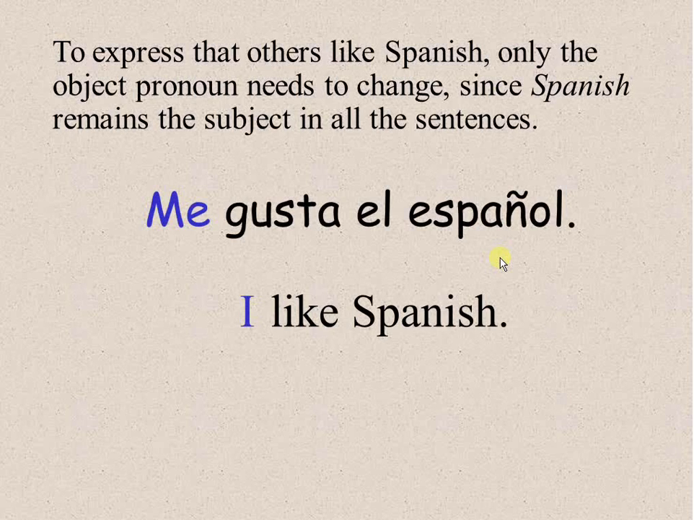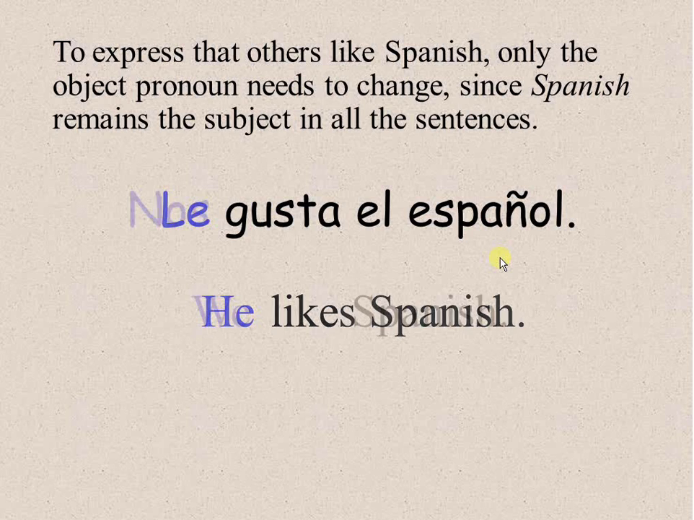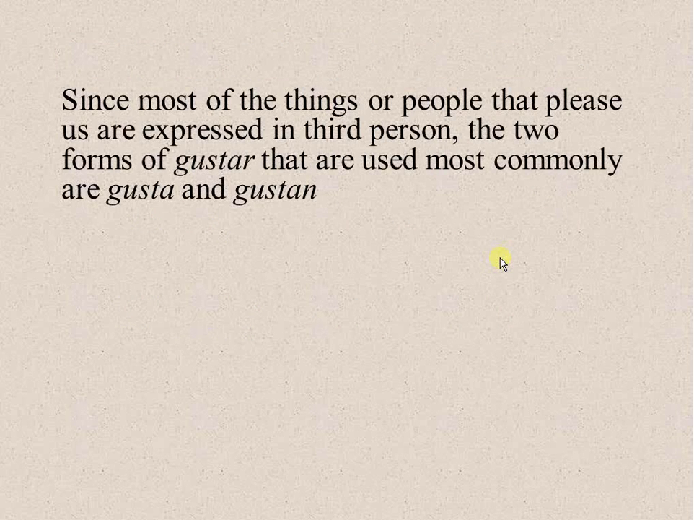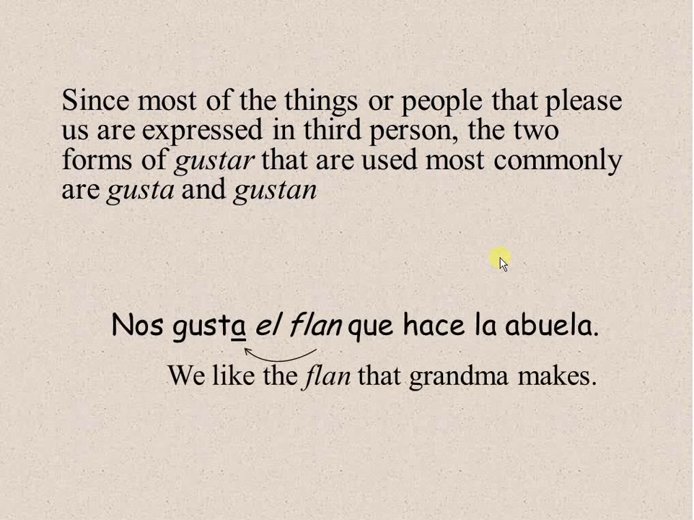To express that others like Spanish, only the object pronoun needs to change, since Spanish remains the subject in all sentences. Me gusta el español, te gusta el español, le gusta el español, nos gusta el español, os gusta el español, les gusta el español. Since most of the things or people that please us are expressed in third person, the two forms of gustar that are used the most are gusta and gustan.